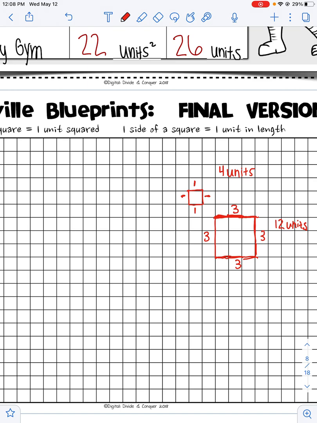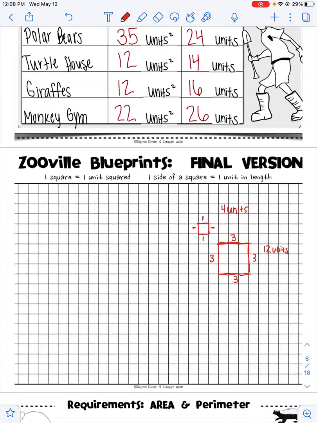Area should be pretty easy on here because they give you the squares, you just count them up and you see how many squares you have inside to find the area. Once you've checked over your area and perimeter for all of your work, then you may turn in your final draft. That is going to be your final product. Make sure that it's exactly how you want it and then turn it in.